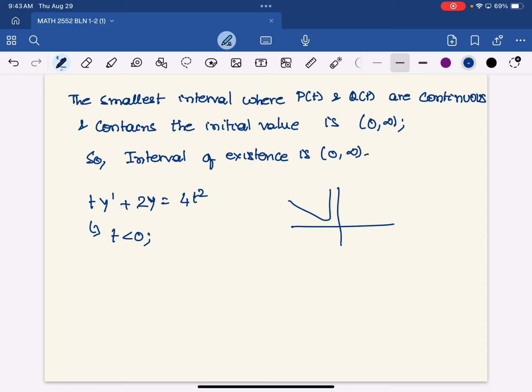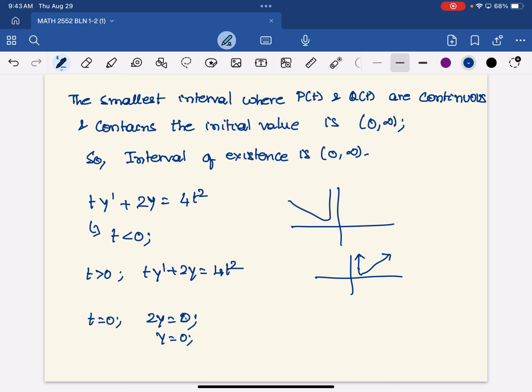Okay, rough sketch. When my t is positive, I get t y prime plus 2y equals 4t squared, so then my solution would look like this. When t equals 0, I do not have a differential equation. I get 2y equals 0, so y equals 0. I don't have a differential equation. You see that?